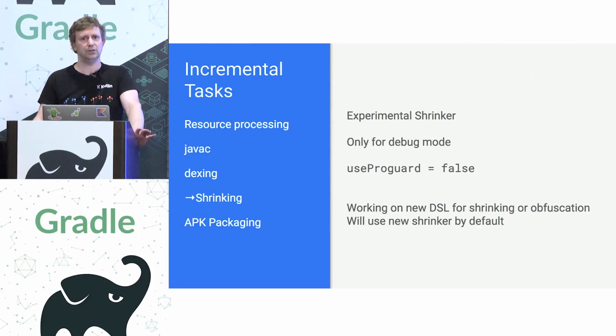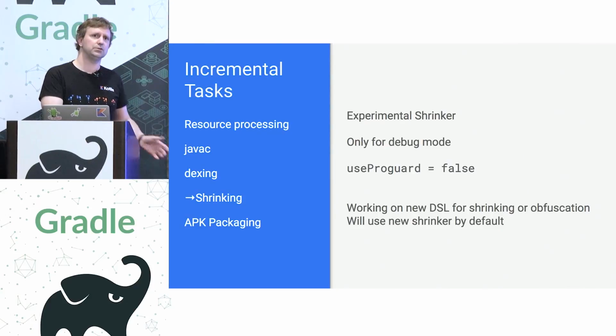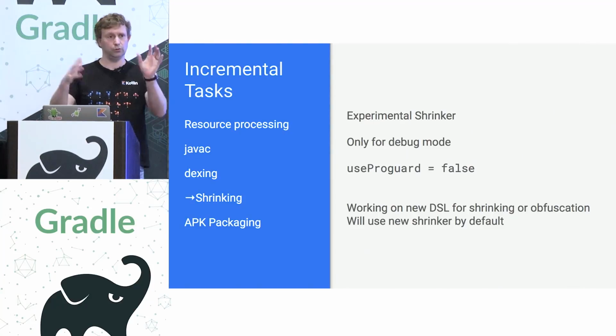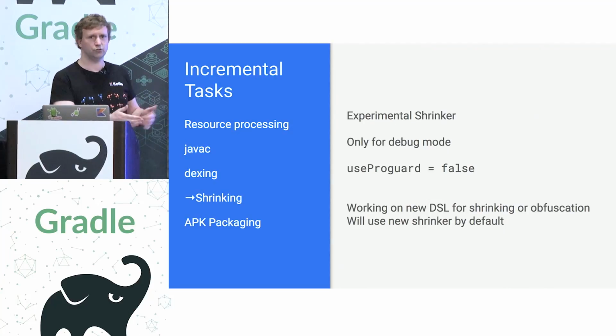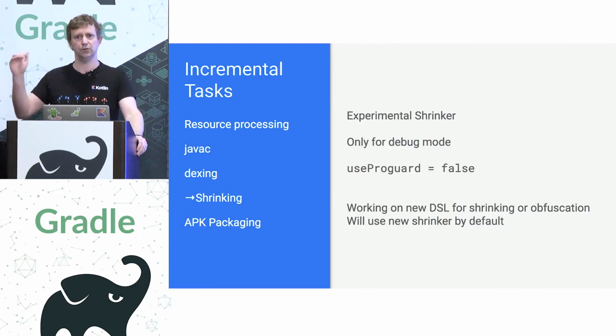So we have shrinking. We have an experimental shrinker that is somewhat incremental, or rather is better at doing an incremental dex after it. It doesn't do obfuscation, and it's meant to replace ProGuard. You can use useProguard equals false to enable it, which is a little bit counterintuitive. We're actually working on a better DSL for that right now. The issue is that in the Gradle files, in our DSL, you say basically run ProGuard yes or no, and then in the rules file you actually have actions, obfuscation, no obfuscation. So we're working on a new DSL where you say I want to obfuscate versus minify, and that will make things easier.